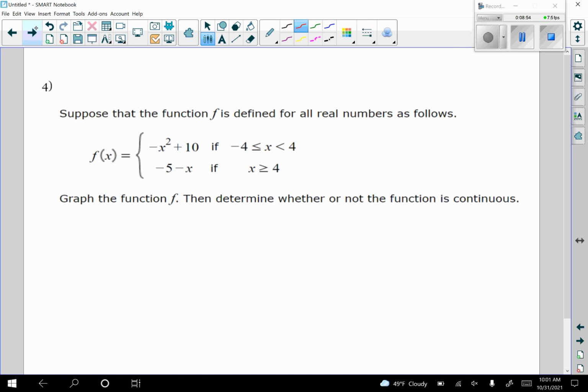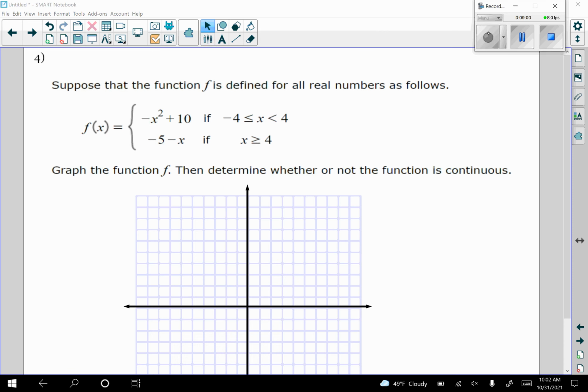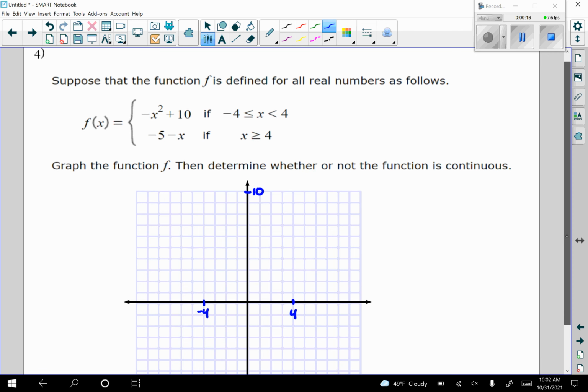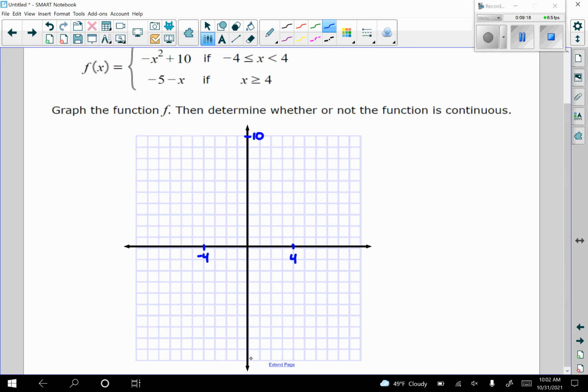All right, for number 4, we have a piecewise function, so we want to graph this function. So it's very important, especially for a problem like this, that we label or number along our x-axis. So notice all of these are the 4s. So I want to go to 4, negative 4, counting by 1s here, so that'll be a 10. Go to negative 10 down here.